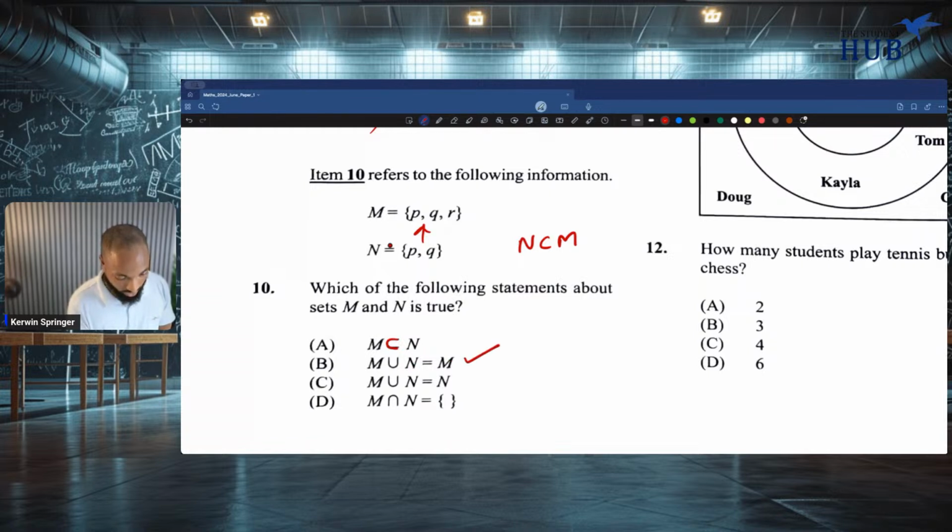This is actually true. M union N, both of them together, I can just call it M. This one is not true. M intersect N is an empty set. That's not true. So the answer is B.